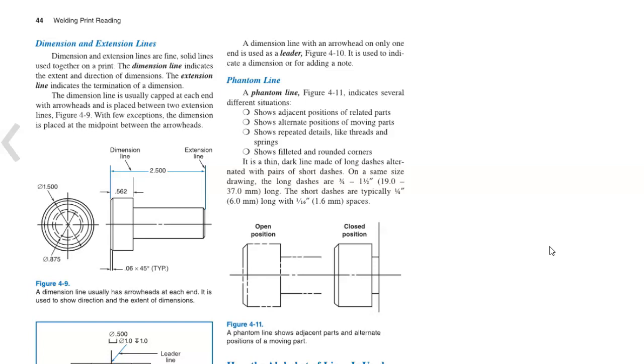Phantom line. A phantom line indicates several different situations. It shows adjacent positions of related parts, shows alternate positions of moving parts, and shows repeated details like threads and springs. It also shows filled and rounded corners. It is a thin, dark line made of long dashes alternated with pairs of short dashes. On a same-size drawing, the long dashes are between 3/4 to 1.5 inches long. The short dashes are typically 1/4 inch long with a 1/16 space in between.